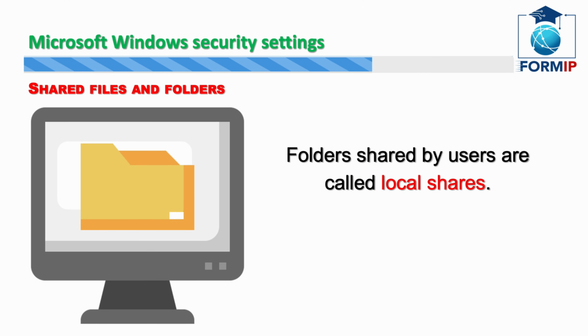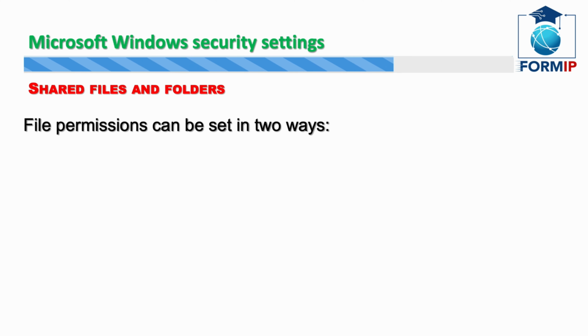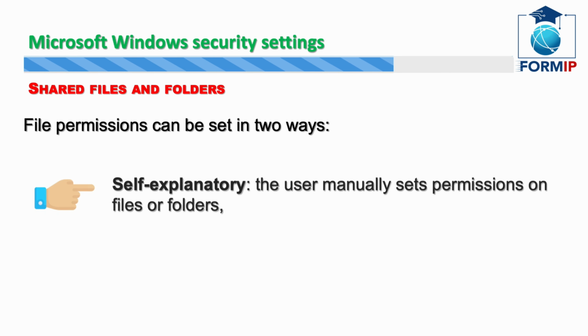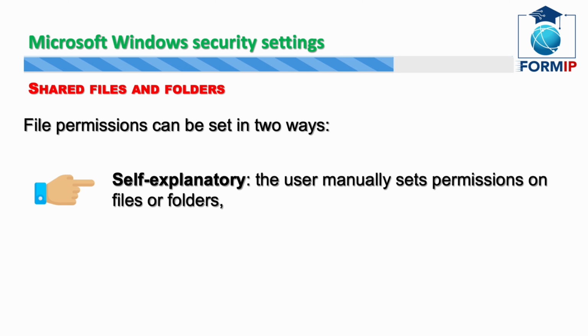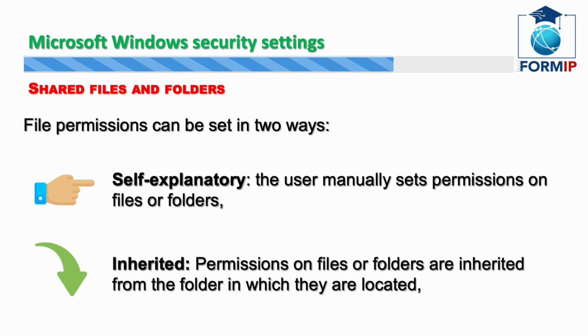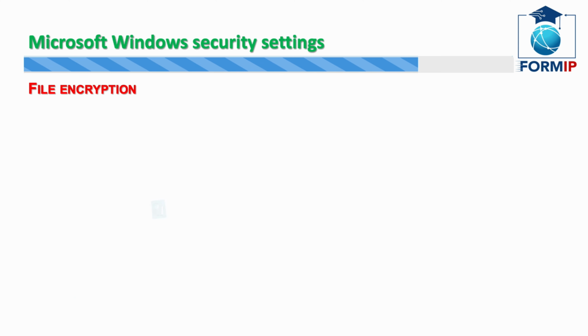Folders shared by users are called local shares. File permissions can be set in two ways. Explicit. The user manually sets permissions on files or folders. Inherited. Permissions on files or folders are inherited from the folder they are in. If you change the permissions on a file that has inherited from those of the folder in which it is located, you have created explicit permissions. Well, these explicit permissions take precedence over those of the folder.